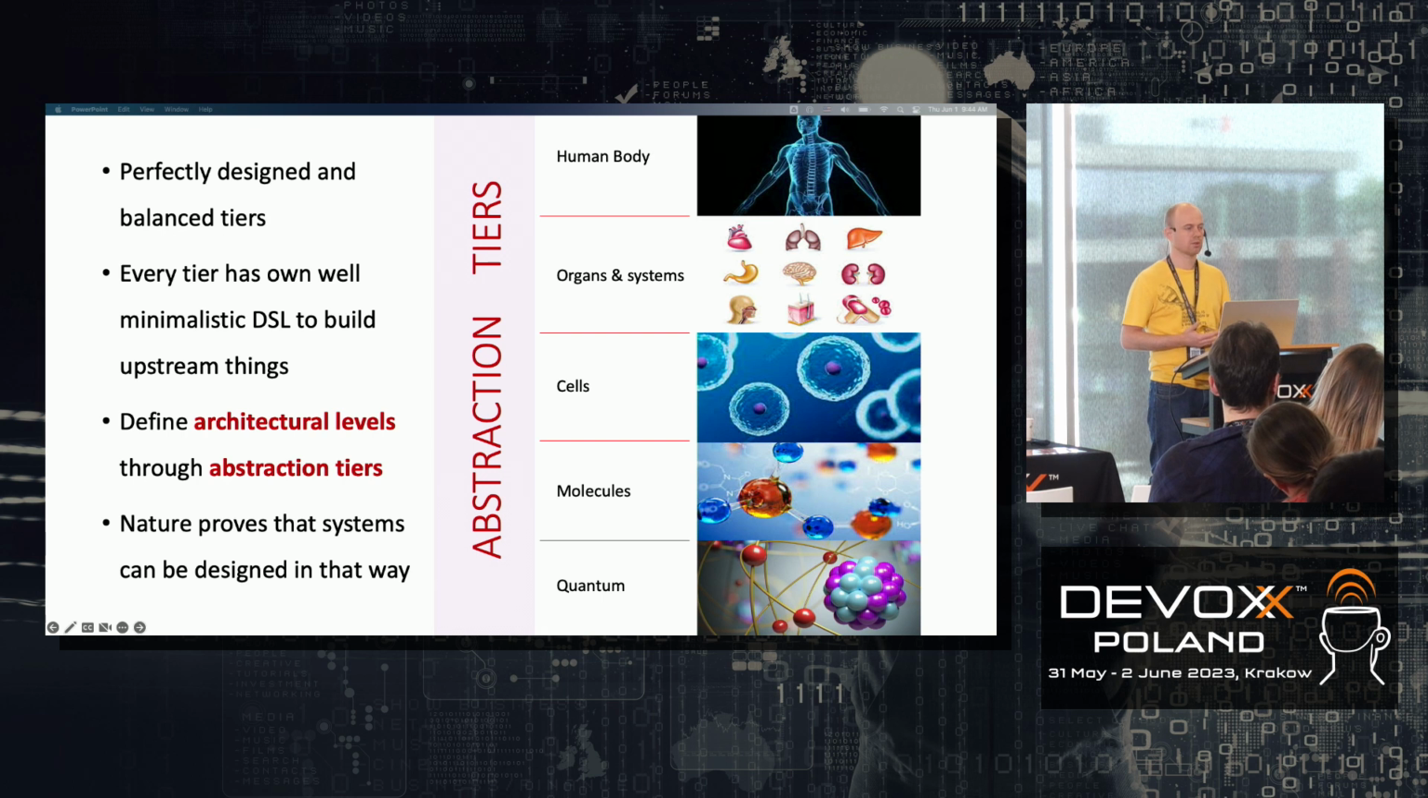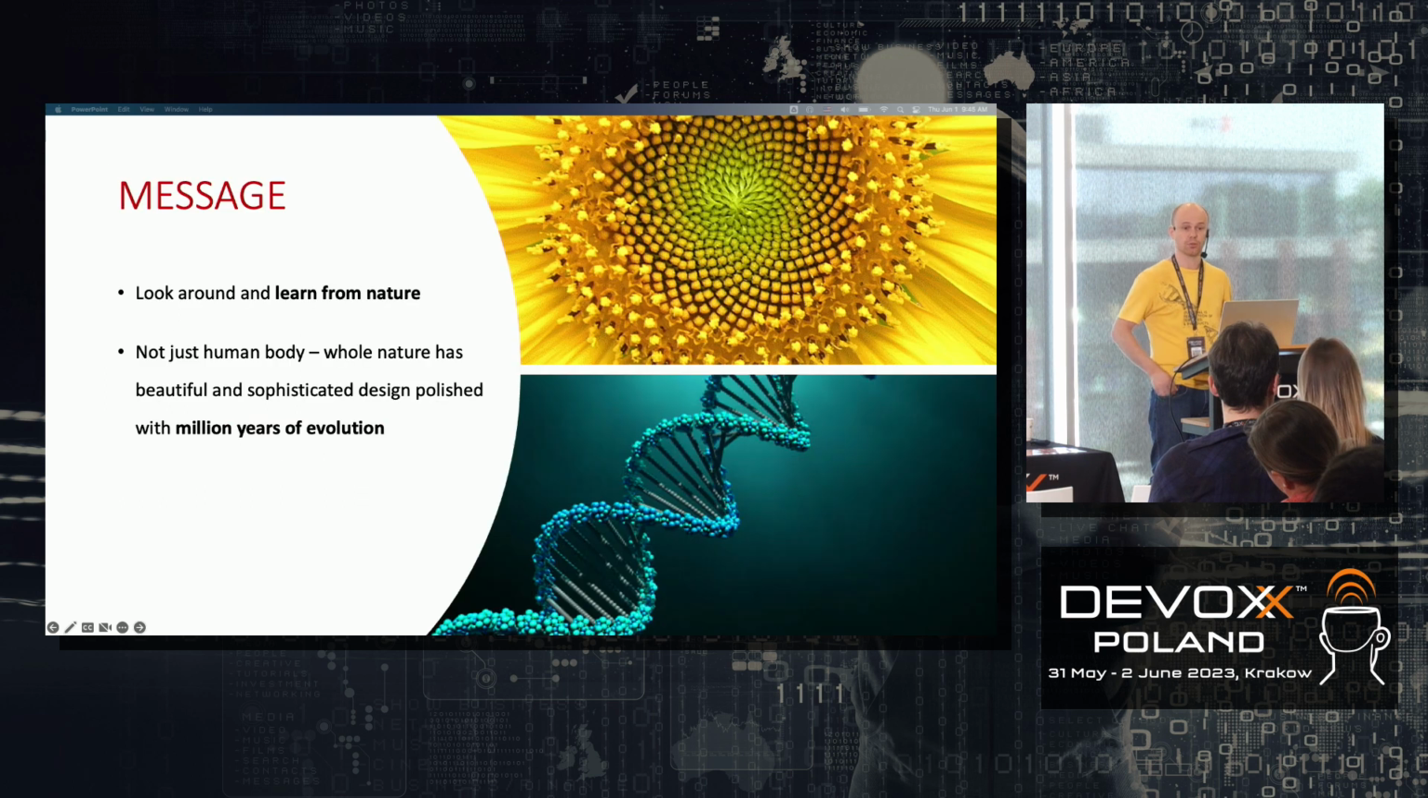We introduce tiers, they reside, and contracts, abstractions have gates between these tiers. Clearly, we need to define architectural levels through abstraction tiers, but not vice versa. So nature proves that it's possible. All right, so my message to you: look around and learn from nature. Not just human bodies, the whole of nature might be a source of inspiration. And this inspiration was polished by millions of years of evolution.